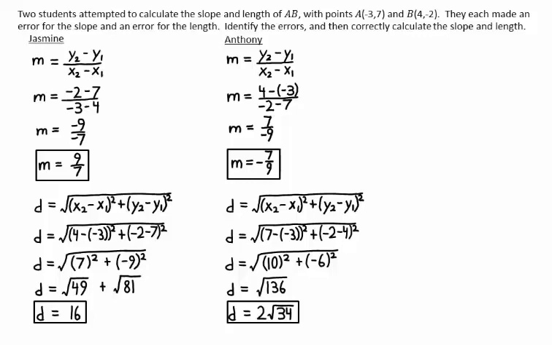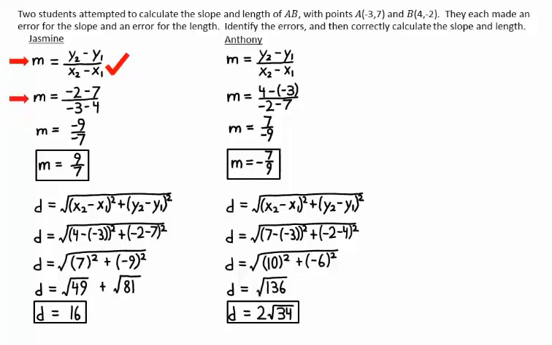First of all, let's look at the slope. For Jasmine's solution, m equals y2 minus y1 over x2 minus x1. This is in fact the correct formula for the slope of a line segment. This step therefore is correct.